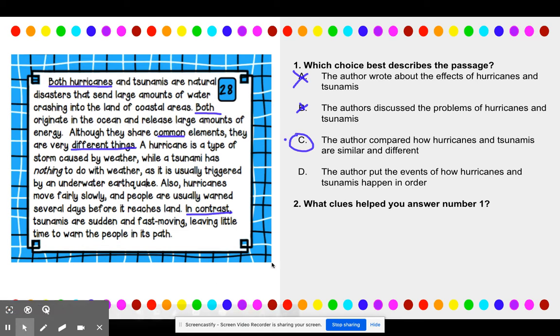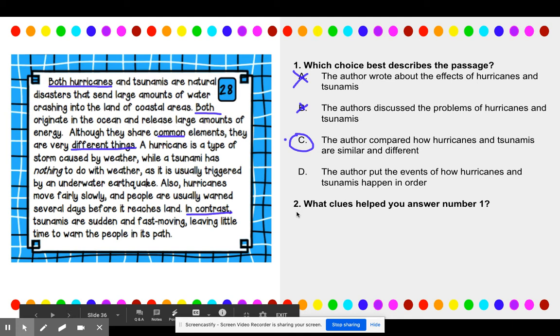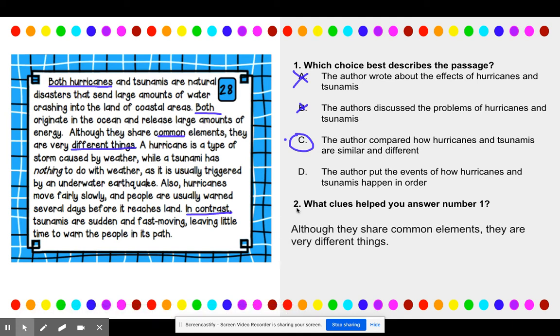But I'm not done. Number 2 says, what clues helped you answer number 1? Remember, I've got to cite it word for word. So this is the sentence I picked. Your sentence may not look like mine. It needs to be a sentence that probably had a signal word in it and shows that the author is talking about hurricanes, tsunamis, how they're similar or how they're different.